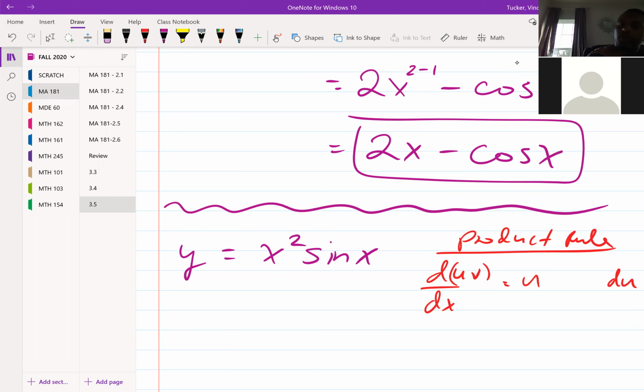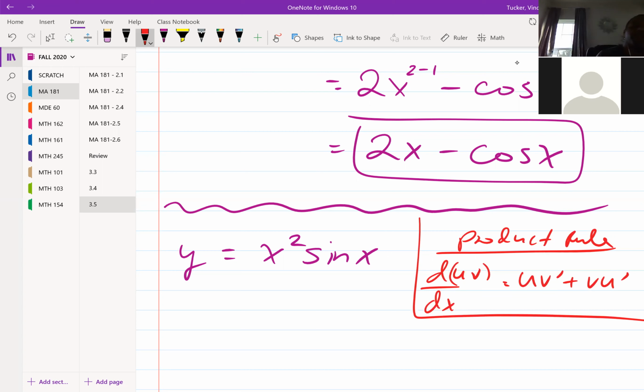Let's do it like this. This will be prime. All right. So in the next one, we have y equal to x squared times sine x. Here we have to use the product rule. The product rule is, if you had the derivative of u times v, then you would do u times the derivative of v plus v times the derivative of u.